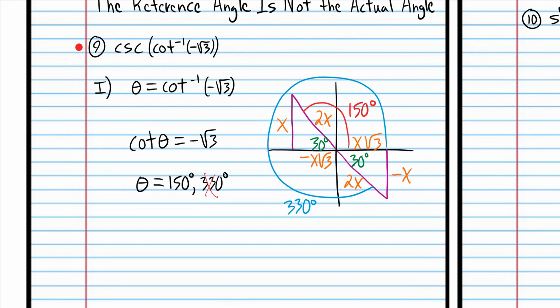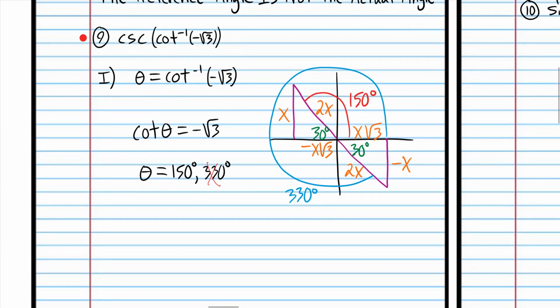If you're looking for the angle measures between 0 and 360, there's two of them. And in fact, there's an infinite number of solutions to this equation, but we're just looking for the value of cotangent inverse of negative root 3 as a standalone expression. So we found that cotangent inverse of negative root 3 is equal to 150 degrees.